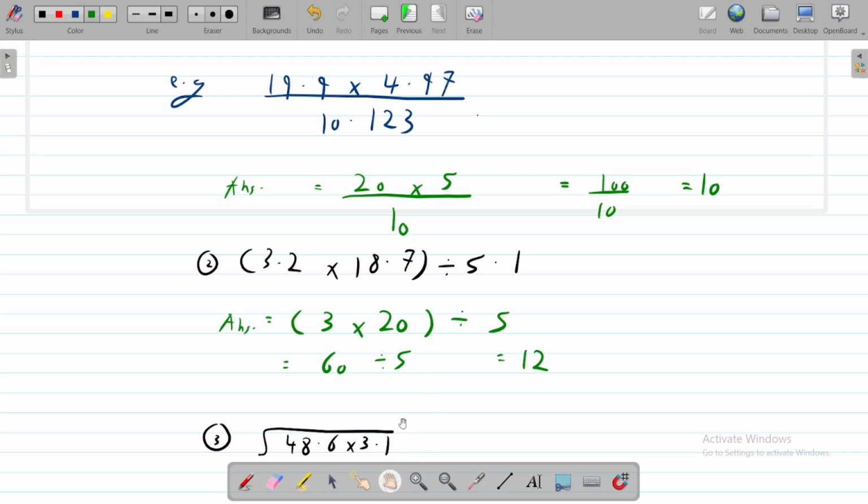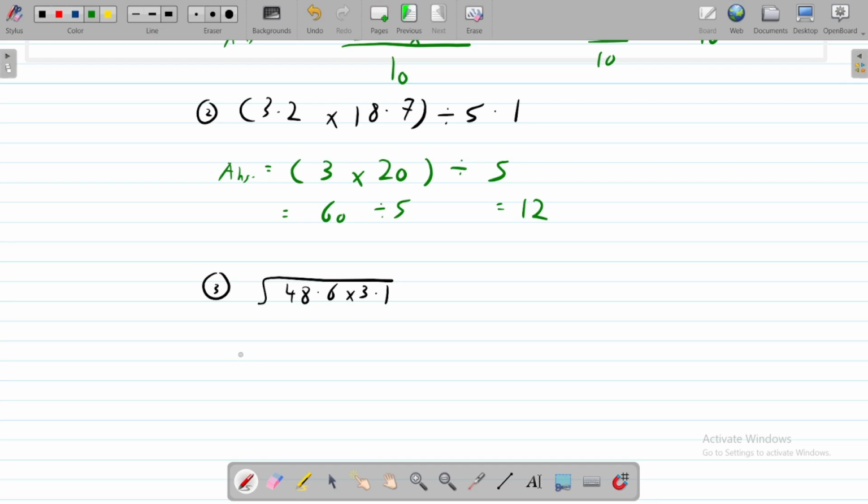Okay. And for the third one, 49, okay, and 3.1 and 2, 3, okay, and you got 147, okay, and taking the square root, what do you get?